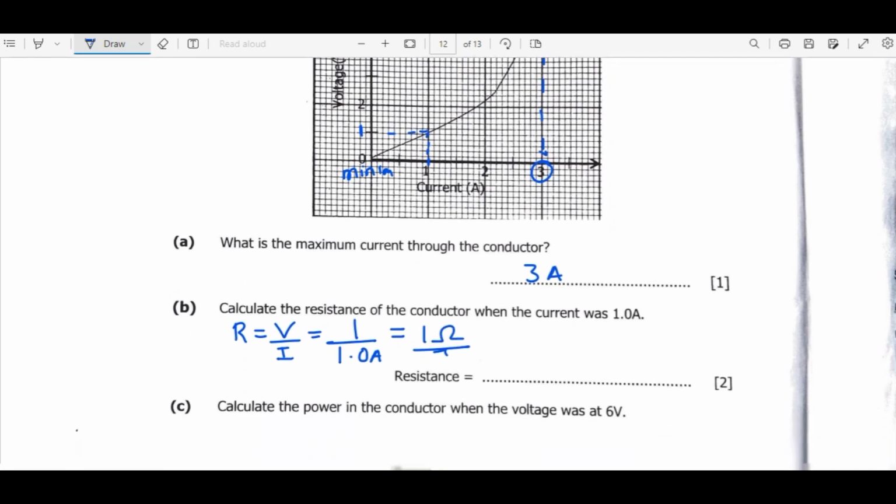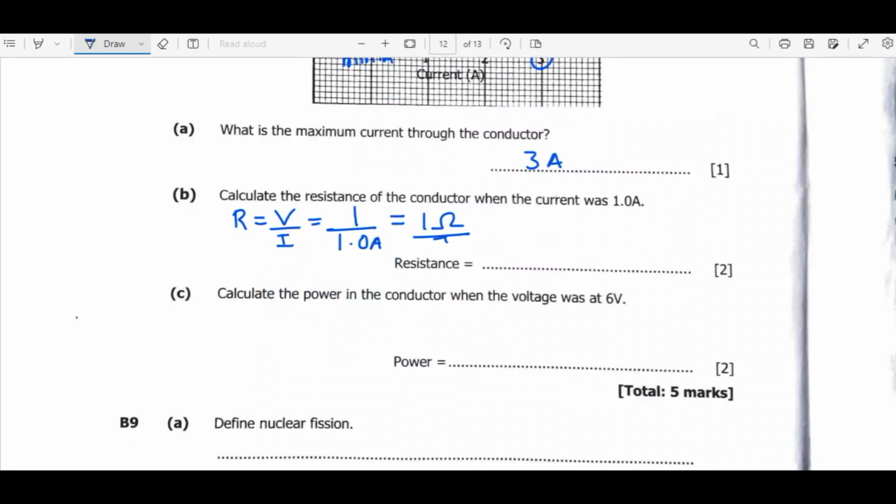Right, we move on to question C. Calculate the power in the conductor when the voltage was at 6 volts. When the voltage was at 6, then current was 3 amps. So power is equal to voltage multiplied by current. So voltage is 6 times 3, giving us 18 watts.